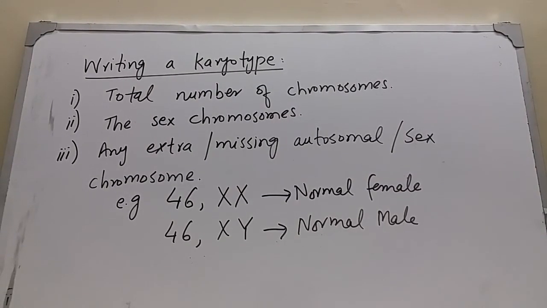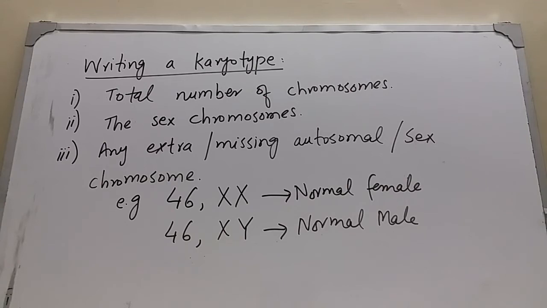Next is how to write a karyotype. Scientists use a specific notation to characterize the karyotype. This notation includes, number 1, the total number of chromosomes of an individual. In the second step, we write about the sex chromosomes, and in the third step, whether there is an extra or missing autosomal or sex chromosome. The third point shows that if some mutation has occurred, we will also show that mutation in the karyotype.